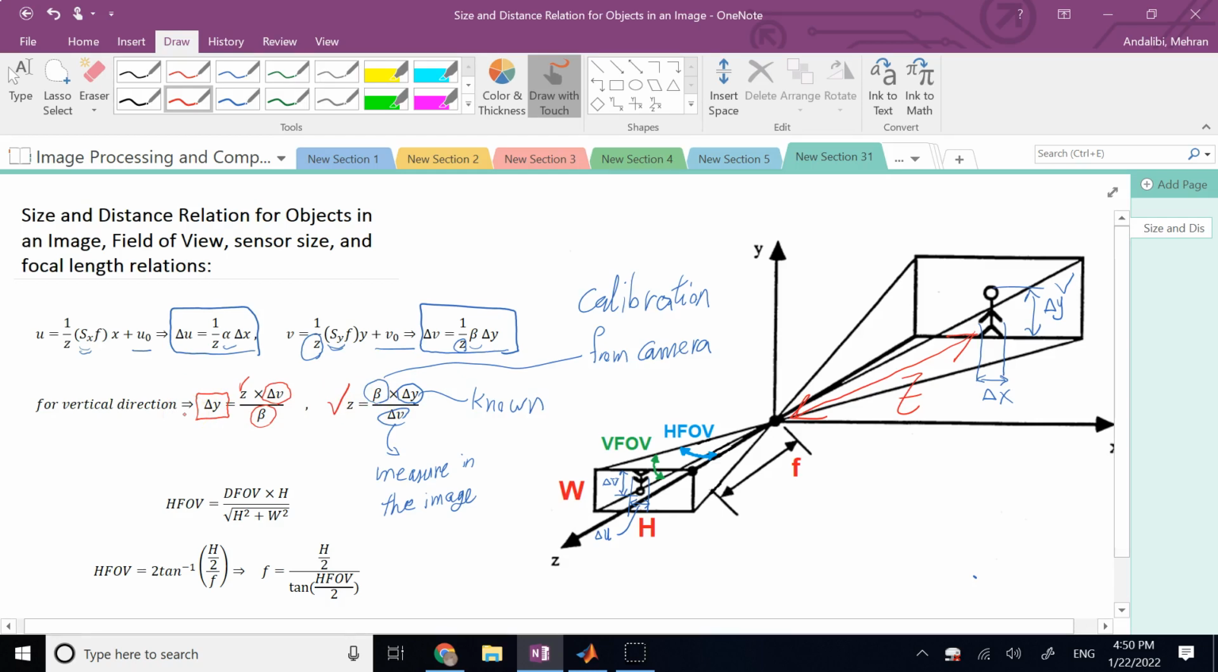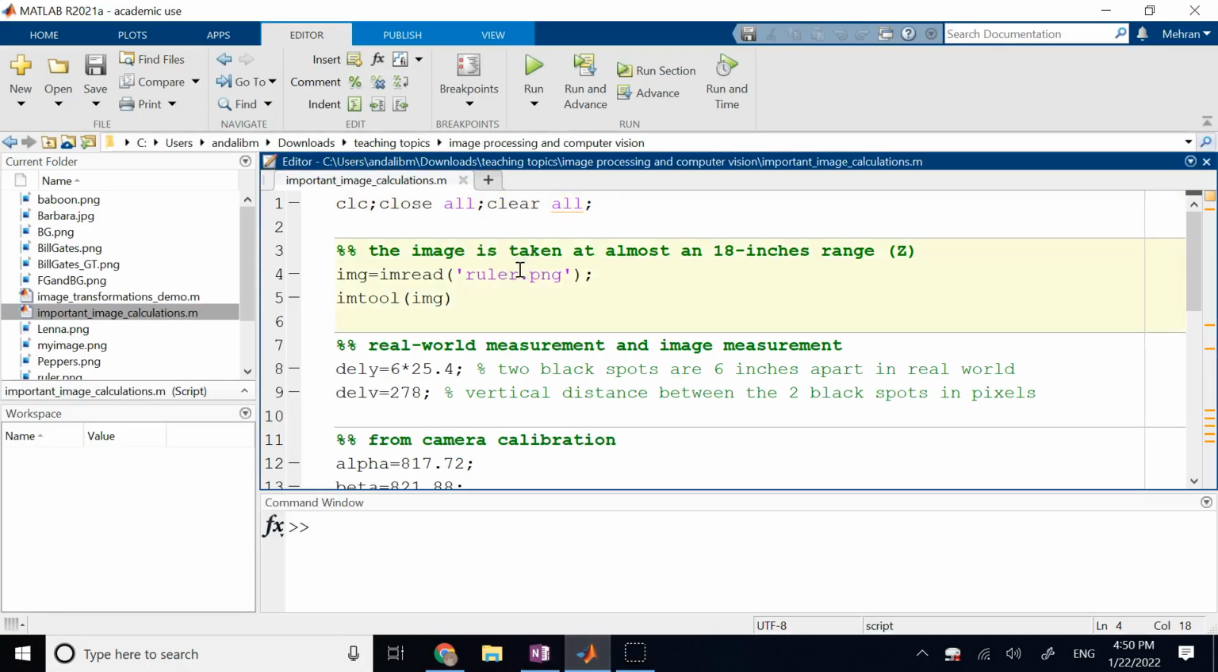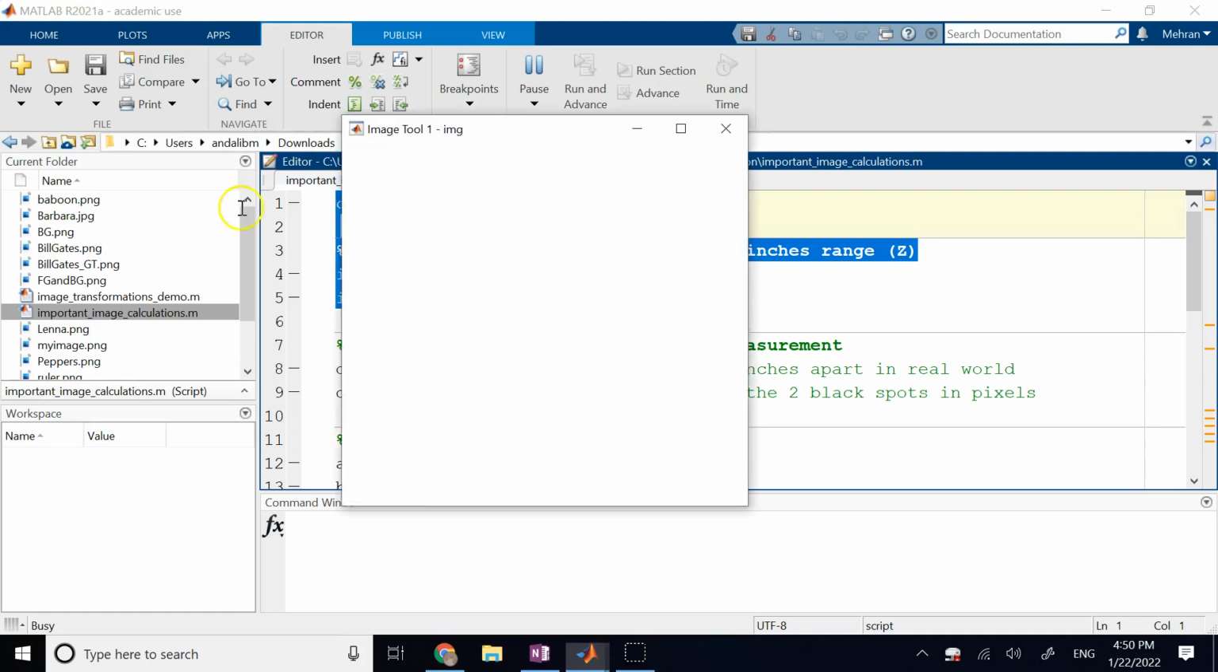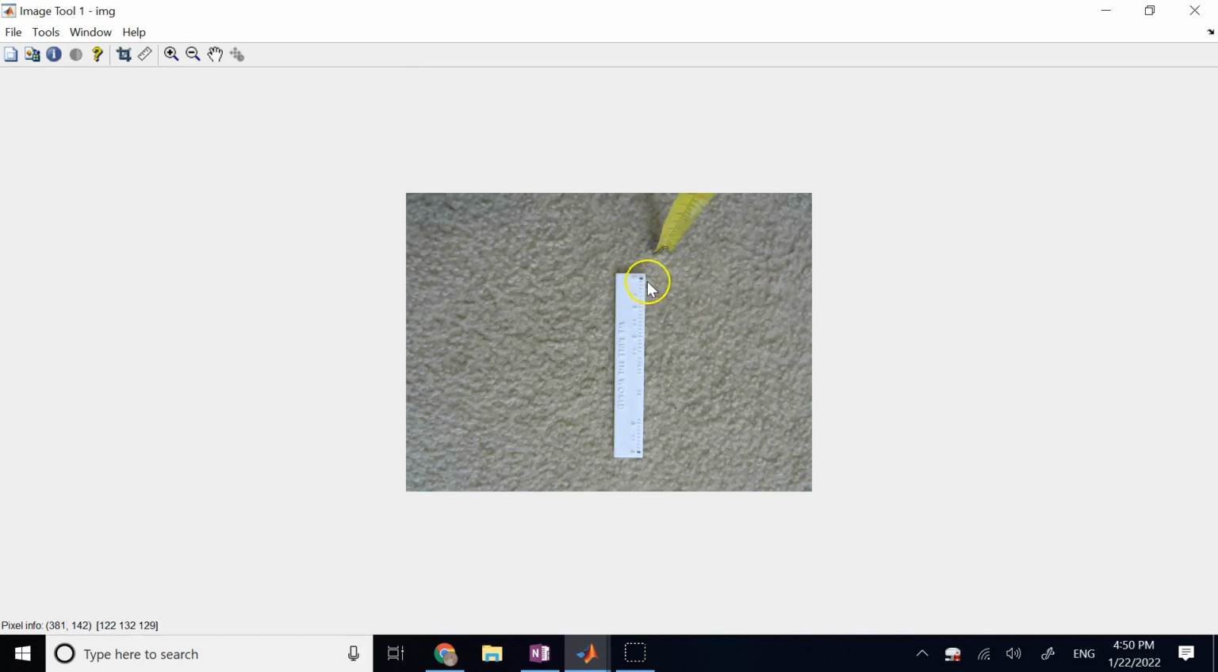Let me show you an example which shows you the application for this. So here, I show you a picture I have taken with my webcam of a ruler, and 2 points on that ruler are 6 inches apart. Let's take a look here. So this is a ruler, and here between 0 to 6, there are 6 inches apart, those 2 black points. So I know exactly the distance between them, and in the world it is 6 inches.